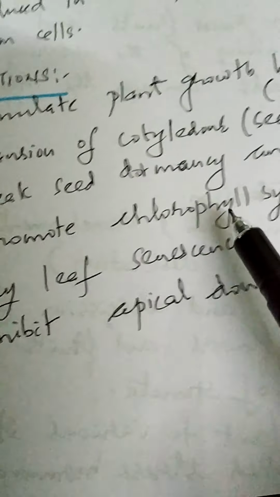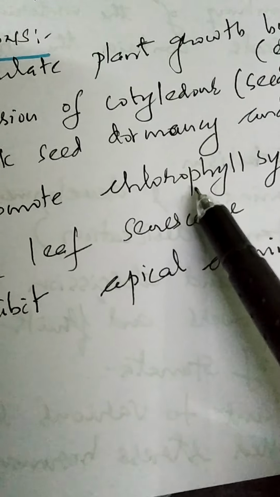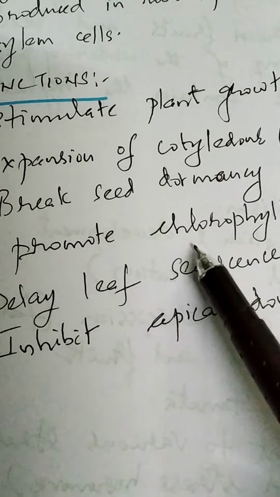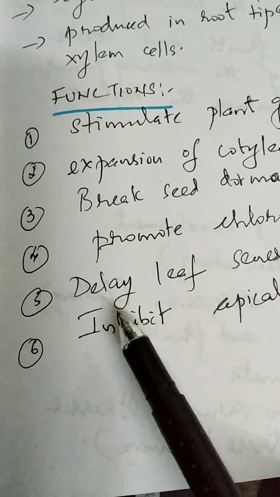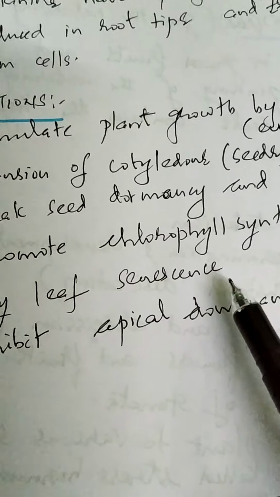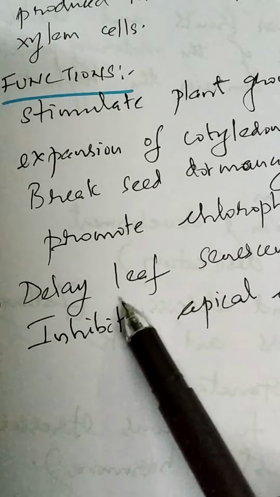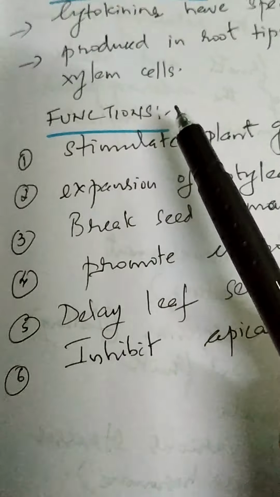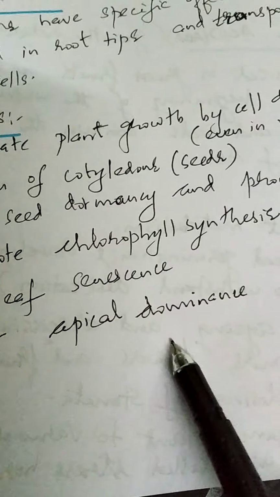Next function, promote chlorophyll synthesis in the chloroplast. We know chlorophyll is an essential factor for photosynthesis. So the chlorophyll synthesis is done with the help of cytokinins. Next function, they delay leaf senescence. Leaf senescence refers to the aging of the leaves, that is being delayed as a result of the influence of cytokinins. Last point, inhibit apical dominance.